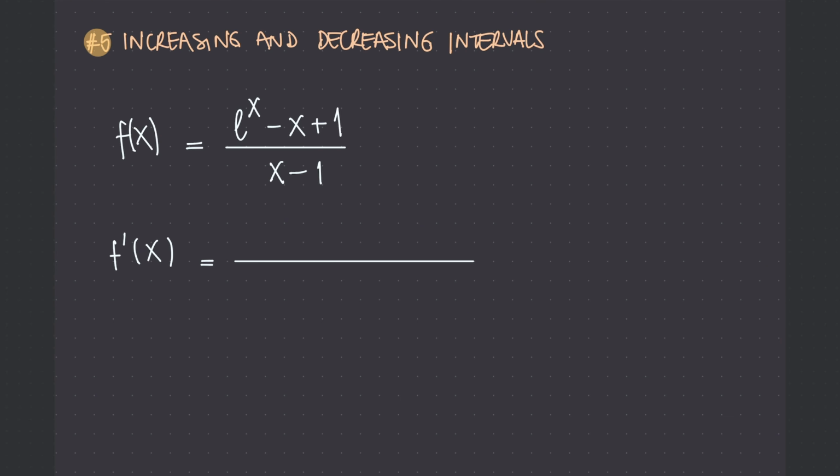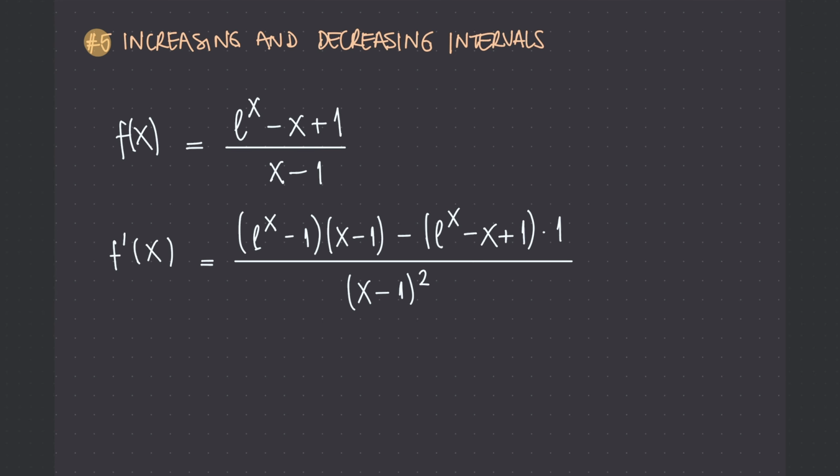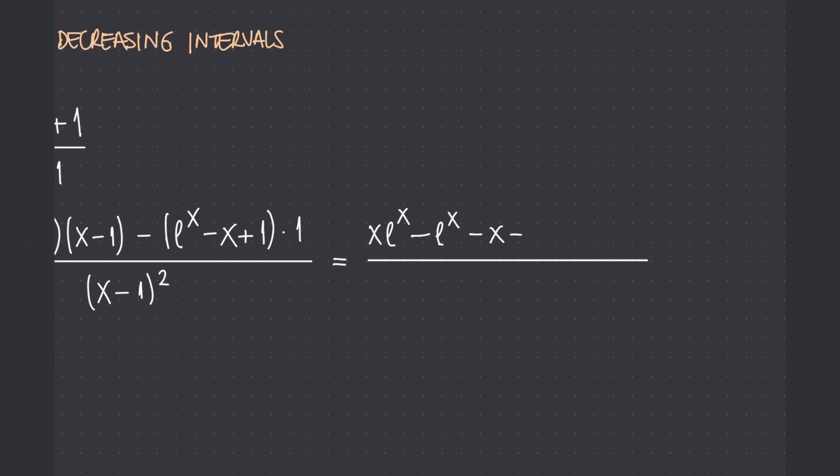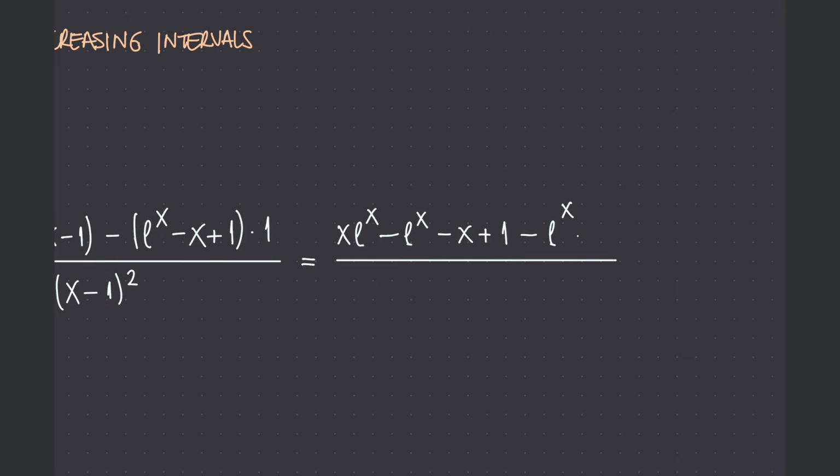The first derivative is the derivative of the numerator, which is e to the x minus 1, times the denominator, minus the numerator times the derivative of the denominator, over the denominator squared, which we can simplify a bit. So we have x e to the x minus e to the x minus x plus 1 minus e to the x plus x minus 1. So we can simplify these and leave the (x minus 1) squared in the denominator.